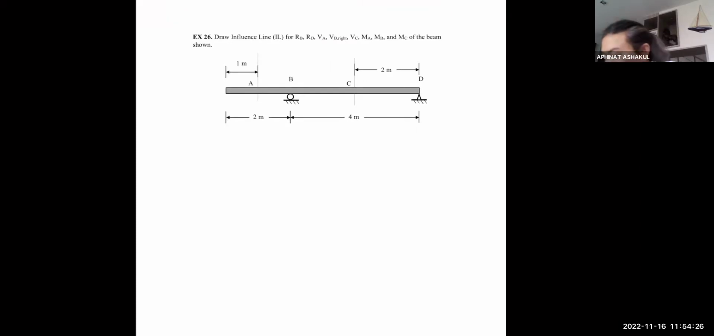Now, we are going to draw the influence line of RB, RD, VA, VB to the right, VC, MA, MB, and MC of this beam. But this time we are equipped with the Muller-Breslau principle, and hopefully we can take care of it. And this problem will demonstrate why I love the influence line.